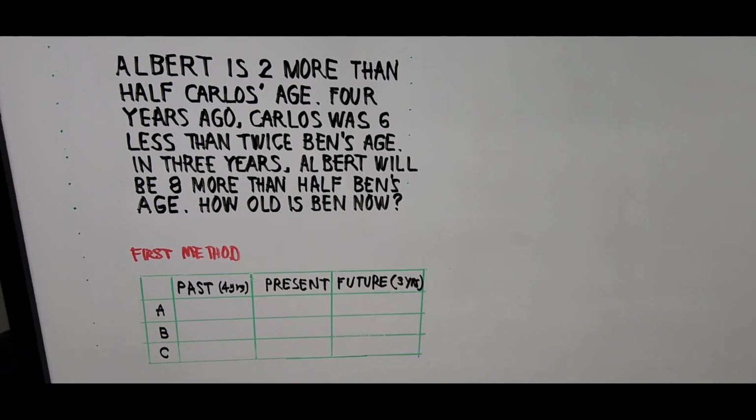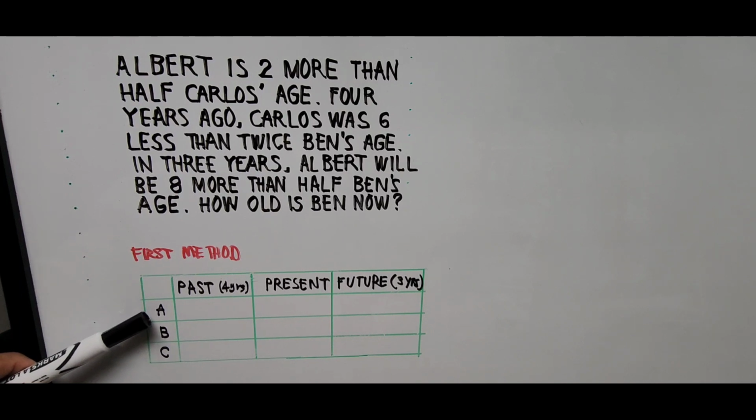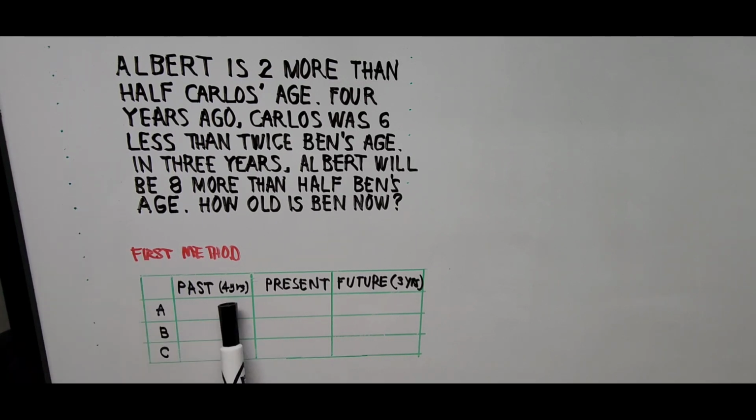We have here our first method. We are using a table where we label the past, present, and future tenses, and this is in comparison of their ages. I indicated A, B, and C here. A stands for Albert's age, B is for Ben's age, and C is for Carlos' age. In the past, I indicated 4 years, and in the future, 3 years.